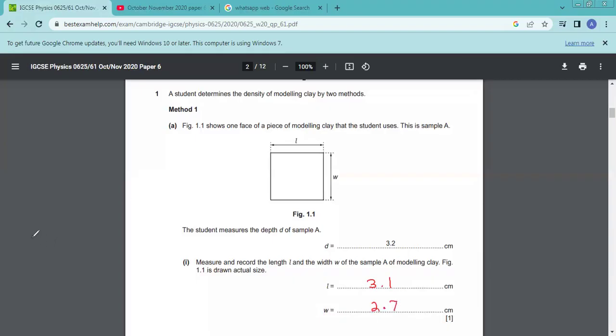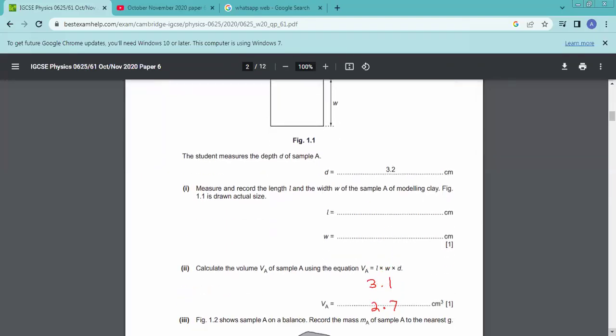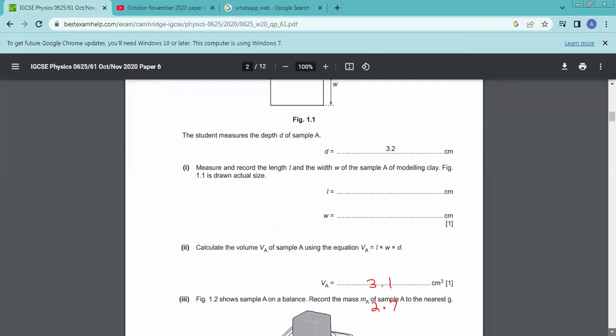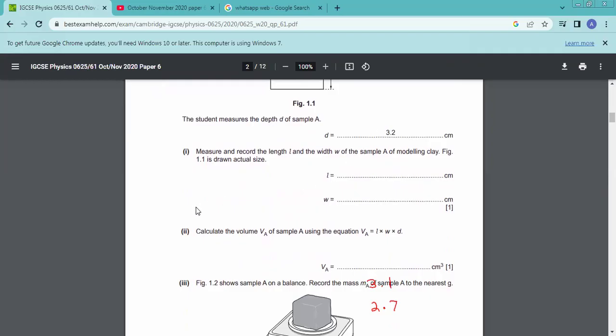But I would recommend you to take it properly and find out the exact value, right? Now, what we have to do next is find out the volume by using the same dimensions 3.1, 2.7, and the depth, which is already taken by the student, that is 3.2. So let me multiply: 3.1 multiplied by 2.7 multiplied by 3.2.